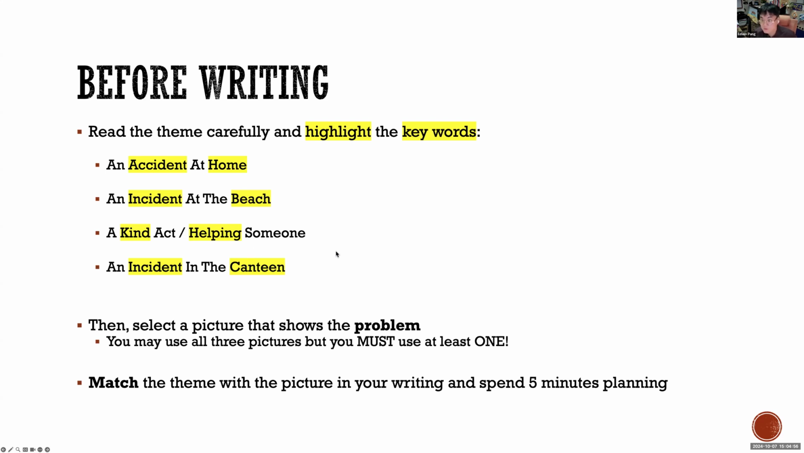So it is important from the first paragraph to always connect your writing to the picture. So if the story is about something happening at home, then your first paragraph should be set in the home. If your story is something about something happening in the canteen, then your story should happen in the school, and so on and so forth. Okay, so that's how you connect the picture to the theme and to the writing of your story. Okay, so match your theme.